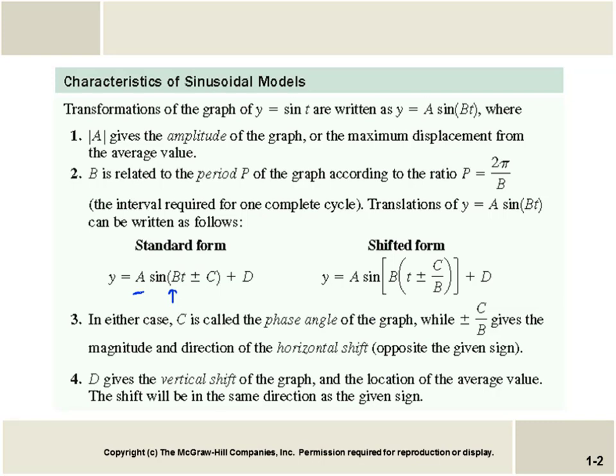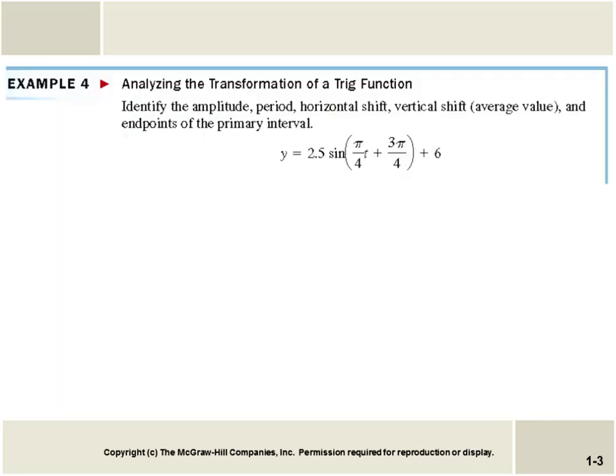Okay? But what we didn't talk about is when we're going to start shifting things horizontally, we need to put things into a shifted form. And basically all this is factoring the B away from the inside function. Okay? And this is called the phase shift. This is the phase shift. So if you're going to the right, you're going positive. If you're going to the left, you're going negative. And of course, D is the vertical. We already did that. So let's see how this really works.